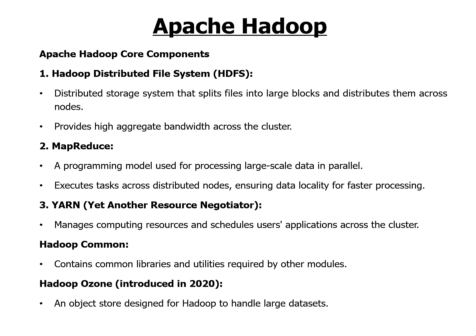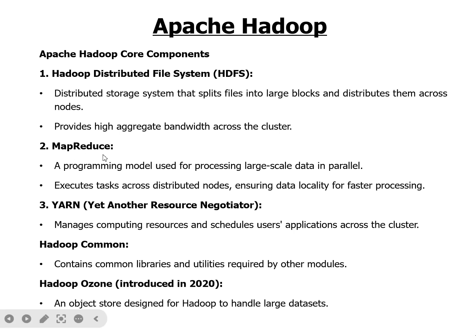The core components of Apache Hadoop are Hadoop Distributed File System, HDFS, and MapReduce. Third one is Yarn. What is HDFS? It is a distributed storage system that splits files into large blocks and distributes them across the nodes, and it provides a high aggregate bandwidth across the cluster.